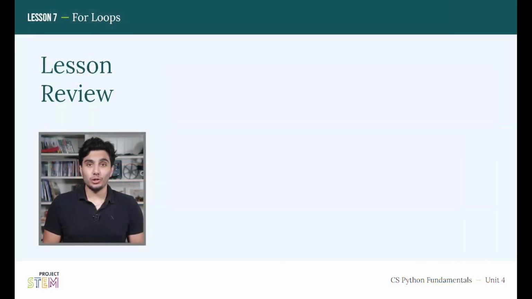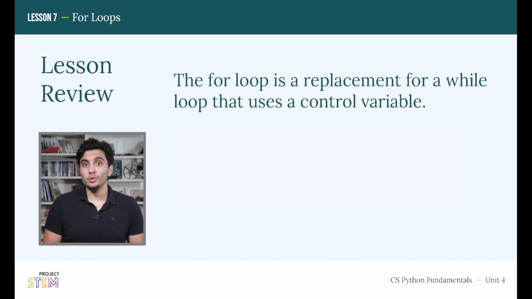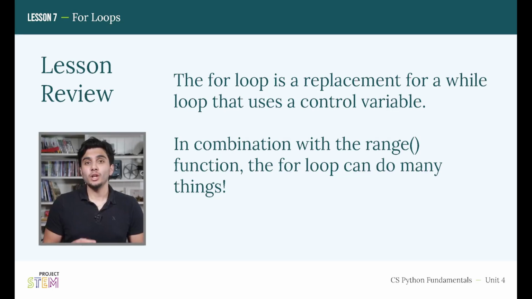Today, we learned about the for loop. The for loop is a replacement for a while loop that uses a control variable. In combination with the range function, the for loop can do many things. We'll continue to learn more about unique ways we can use the for loop, so stay tuned.